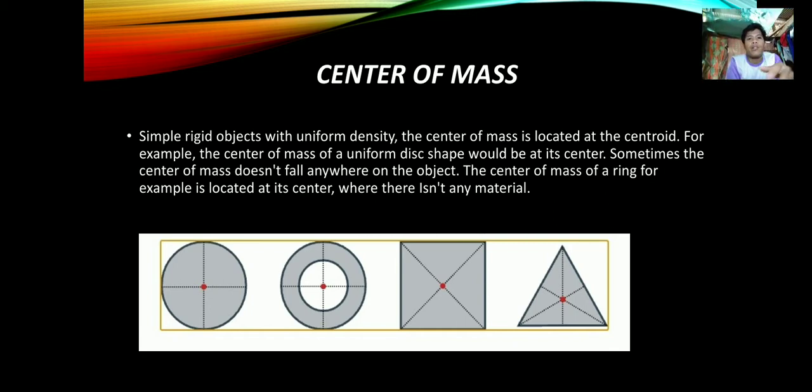Say, for example, for simple rigid objects with uniform density, the center of mass is located at the centroid. For example, the center of mass of a uniform disk shape would be at its center. Sometimes the center of mass is located at its center where there isn't any material. As you can see in the figure, there is a circle, square, and rectangle. The red dot at the center of each figure defines the center of mass.